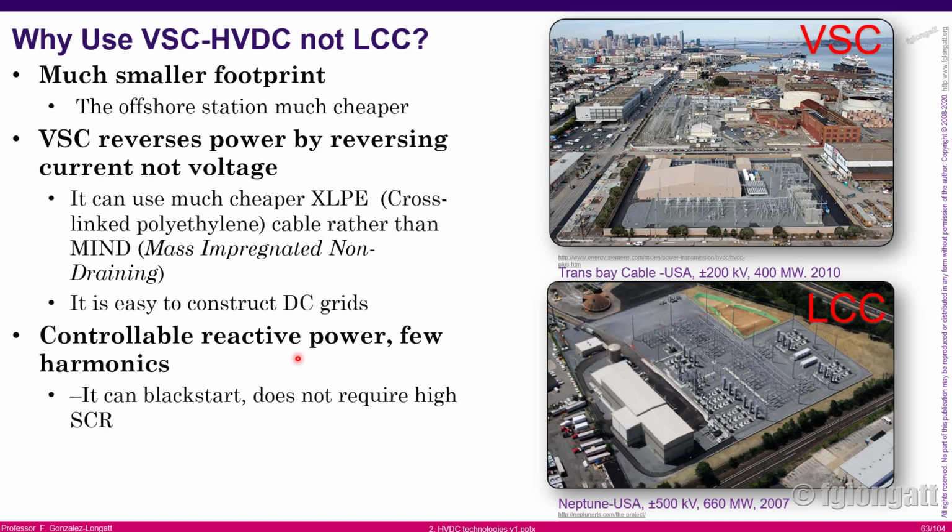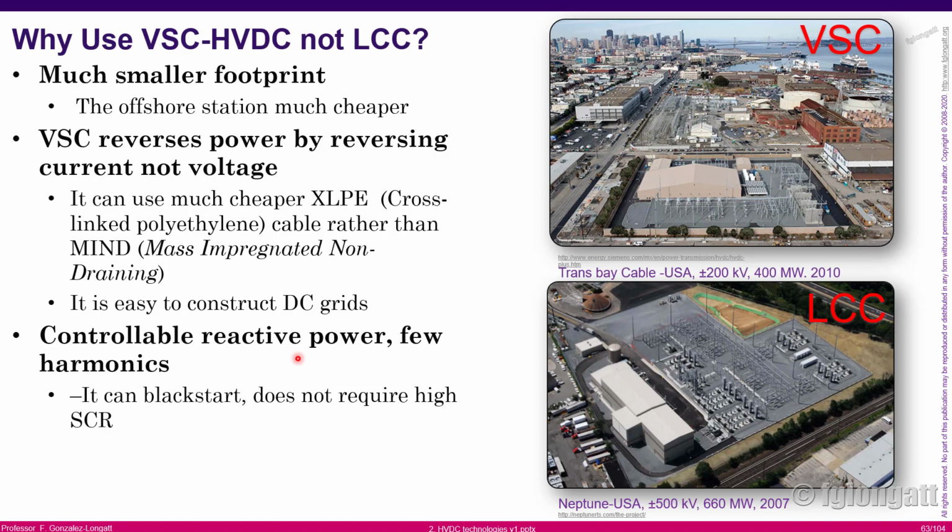Another thing is that reversing the power by reversing current and not voltage requires some very specific cables. However, we already have the cross-linked polyethylene. That is the cable that we can use rather than the old mass impregnated cables.